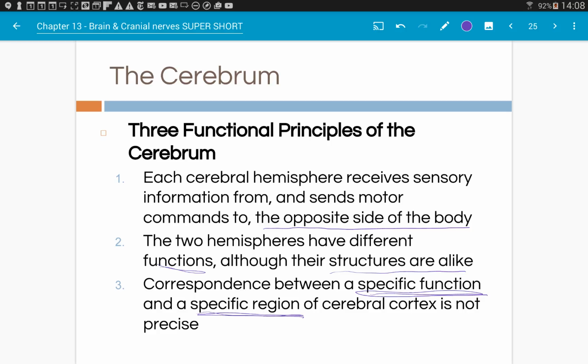So the region that you find them in is going to vary from person to person. An example to think of is sometimes when they do brain surgery, after they initially get part of the skull off, if they're trying to excise a tumor, they want to make sure they're not removing tissue that is necessary for a specific function, or they test certain parts of the brain by stimulating it.